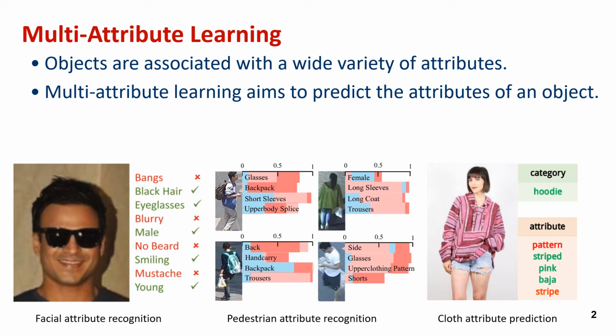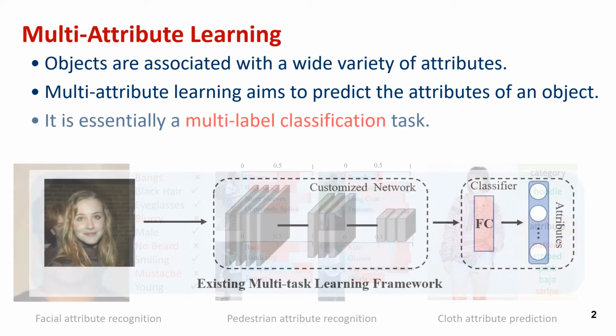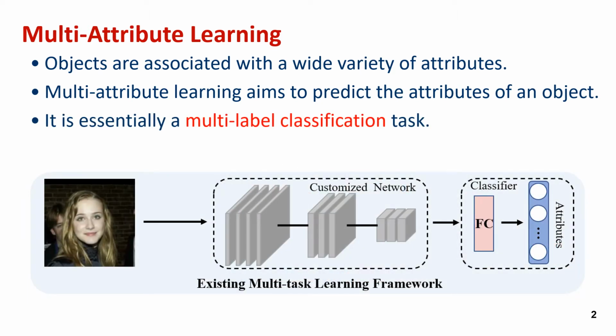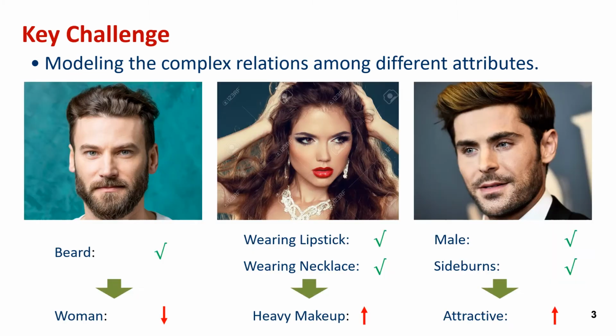Most existing approaches adopt a multitask learning framework, which formulates this question as a multi-label classification task. The key challenge of this task is modeling the complex relations among different attributes. For a given sample, many of its attributes are correlated. For example, the attributes of beard and woman are almost impossible to appear on a person at the same time. Modeling complex inter-attribute associations is an important challenge for multi-attribute learning.